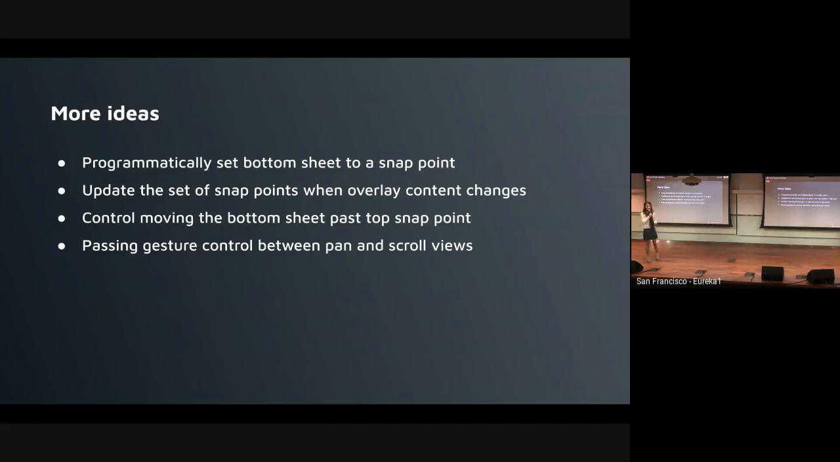And last but not least, if you have a lot of data that needs to live in the bottom sheet, in the case of Apple Maps, where you can scroll the data, we want a smooth transition of the gestures between the pan and the scroll. Like when you reach the top of the scroll view, we want to naturally transition to pan so you can pull the bottom sheet down.